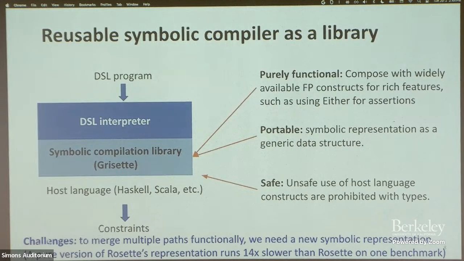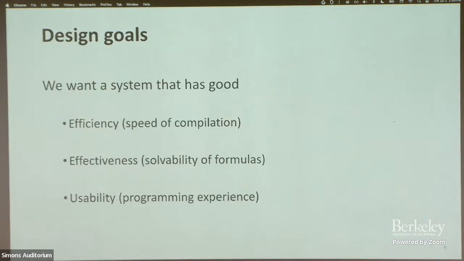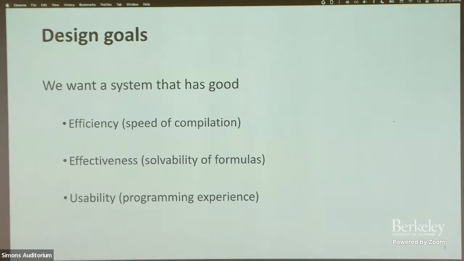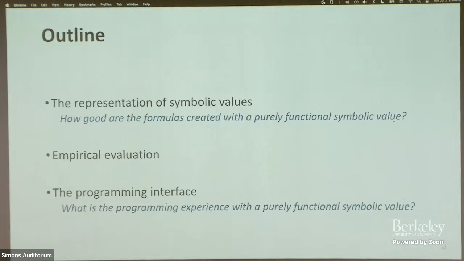So the challenge is, how do you actually take an efficient representation of multiple paths and put it into a library setting in a purely functional way? Can you do it without losing efficiency? And in fact, if you do it naively, it all becomes 14x slower, okay? So the question really becomes, can we free ourselves from having to do it in a compiler, do it in a purely functional way, and actually not lose 14x, okay? So I'll talk about the efficiency, speed of compilation, how good the formulas are, what is the programmer experience now, okay? So first, let's talk about formulas, okay?